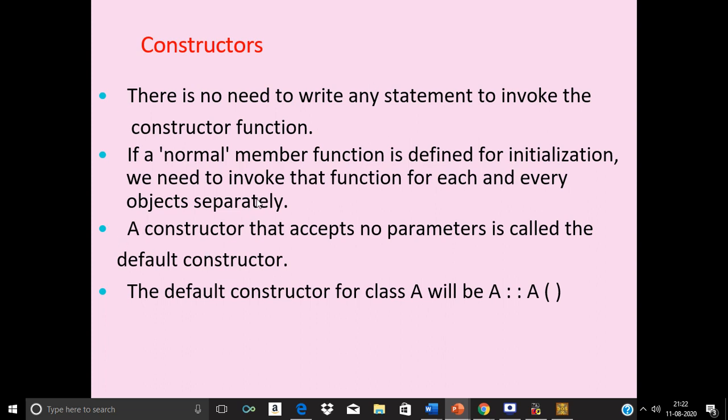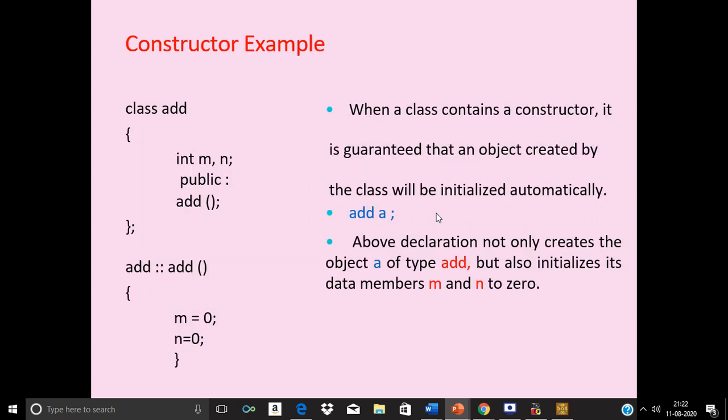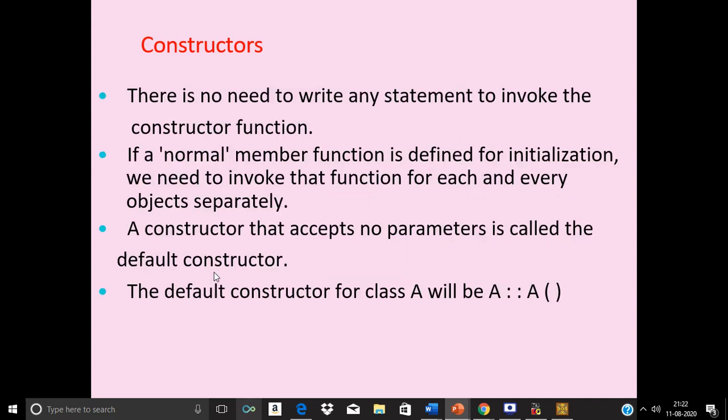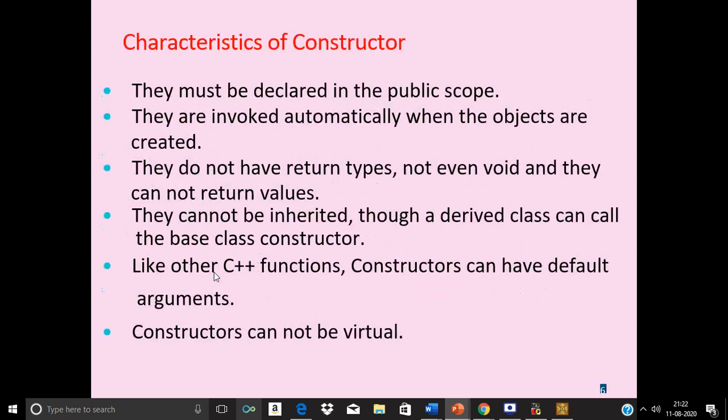And a constructor that accepts no parameters is called the default constructor. If we are not passing any arguments to the constructor, which is a special member function, then that is called a default constructor. The default constructor for class A will be A scope resolution A, that is, in the previous example, add. So this is also a default constructor because we are not passing any arguments to the constructor add.